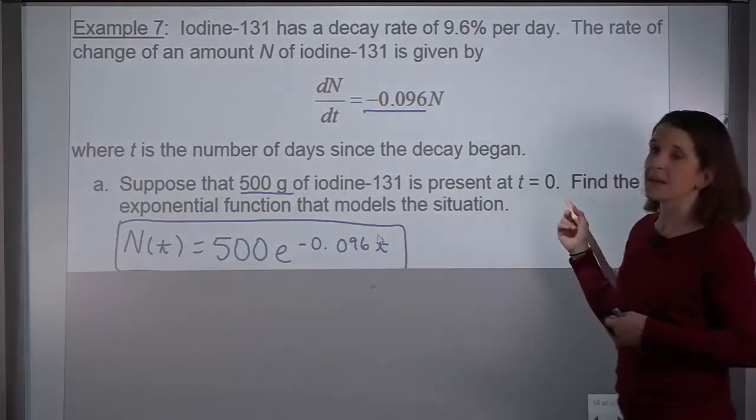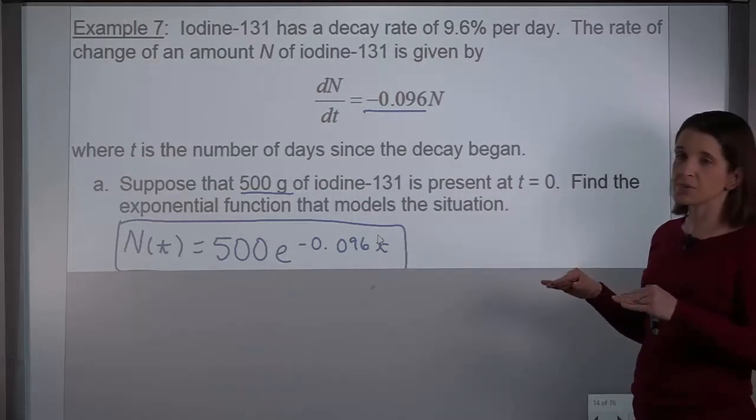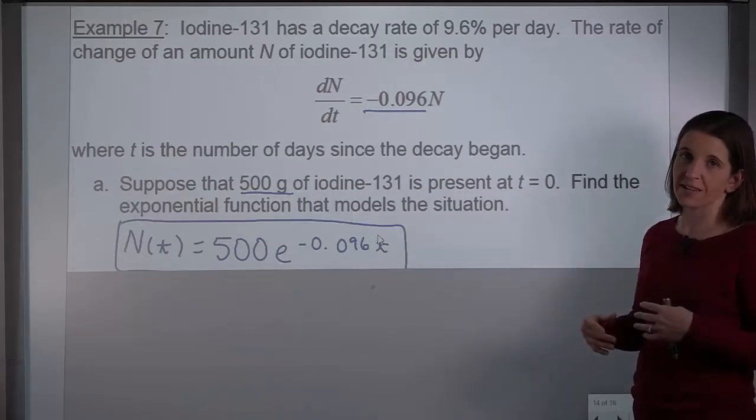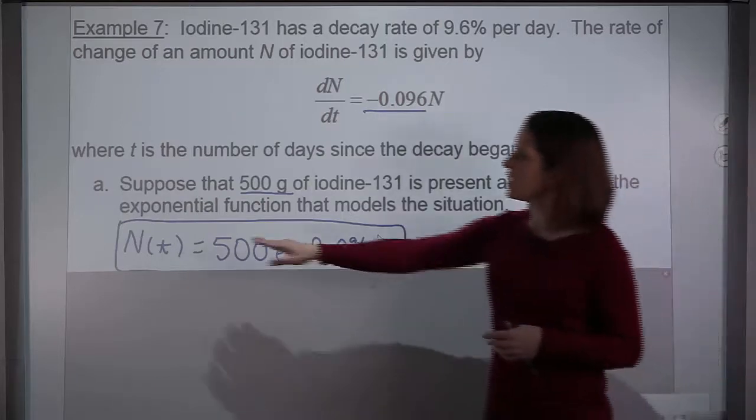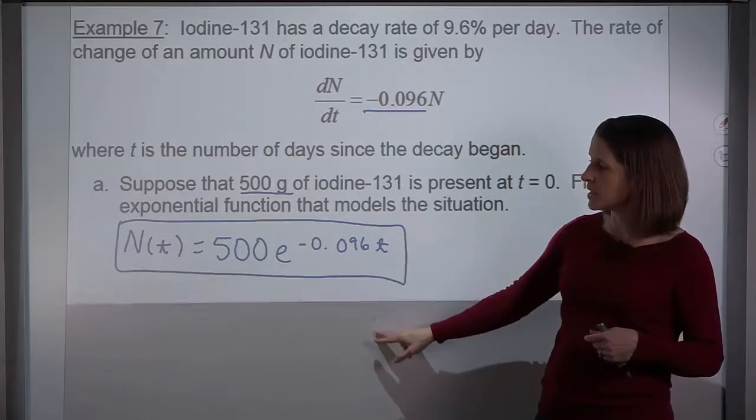So do notice again that part A is simply asking you to write the function. So that's all I'm asking you to do there, and then that'll make it so that you have it ready to use for other things. So N of t equals 500 e to the negative 0.096t. Now we're going to use it.